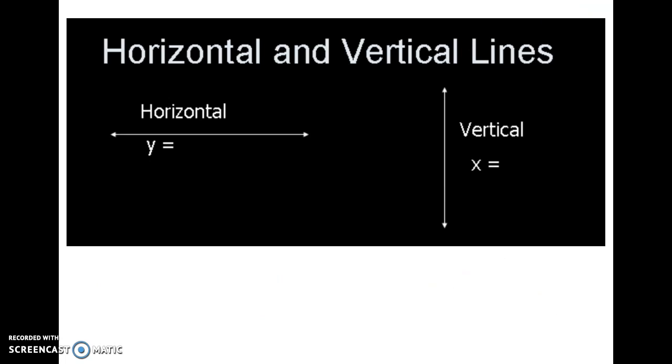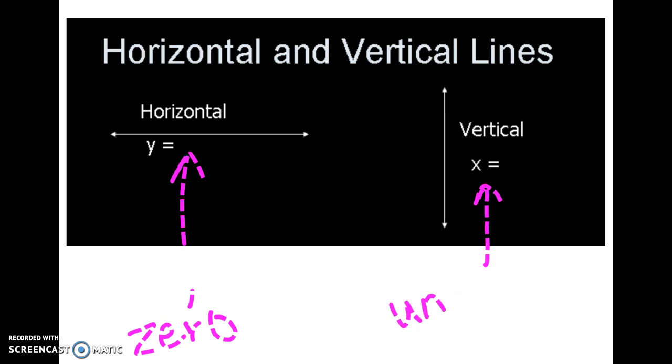Lastly, we have horizontal and vertical lines. Horizontal lines are my y equals lines. So no matter what the value of x is, all the y values are the same, so it's a horizontal line. The slope of a horizontal line is 0. And then vertical lines are x equals lines. No matter what the y value is, the x value is always the same, so it creates these vertical lines. The slope of vertical lines is undefined. So we have 0 slopes for horizontal, undefined slopes for vertical.